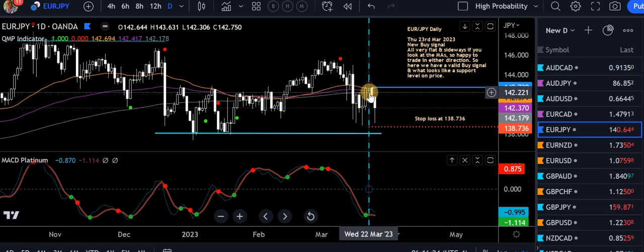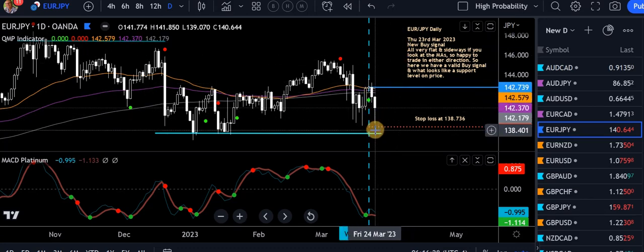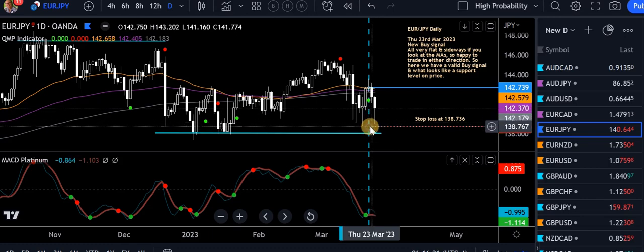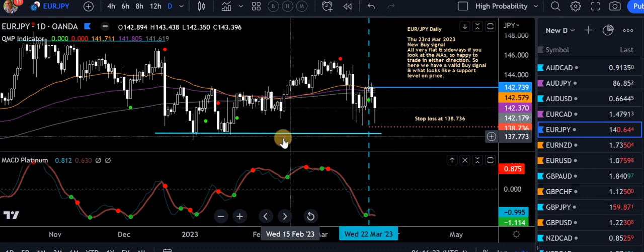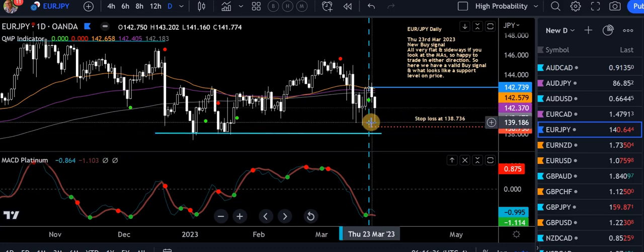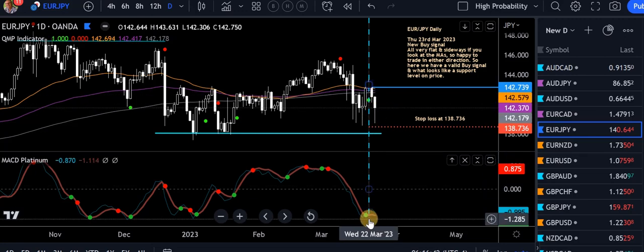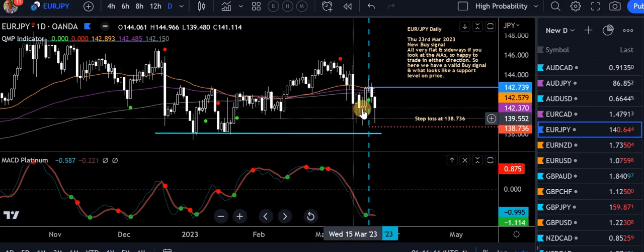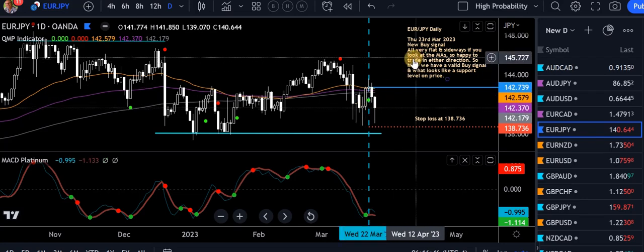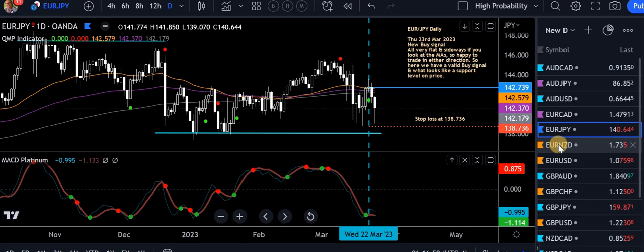Took a buy here a few days ago, 23rd of March, and it spiked down close to my stop, which is just below the previous low here. Didn't sort of come down to the support level, came close, but not close enough. My stop's just above it. Close to the stop, but it's starting to head back up again slowly. MACD Platinum's a long way below the zero level. Just not looking good at the moment, but it's not the end of the world, as it's still got time to recover. We'll see how it goes.